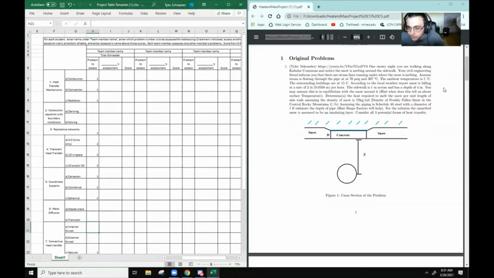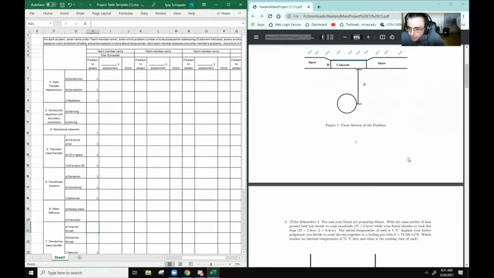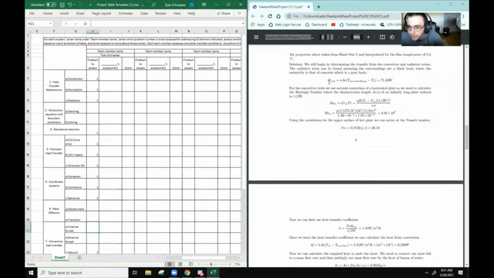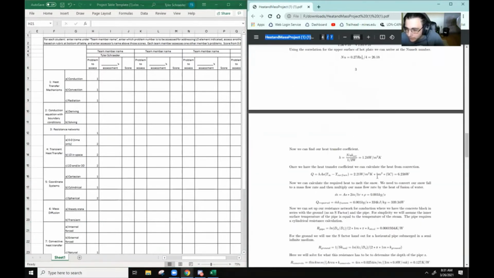For this problem, we have a concrete plate with a steel pipe buried underground, and we need to consider all forms of heat transfer in order to find the depth of the pipe required. So we begin by calculating our radiative heat transfer, and then we can move on to our convective heat transfer, and we calculate the Rayleigh number and the Nusselt number to arrive at h, and then calculate our heat.